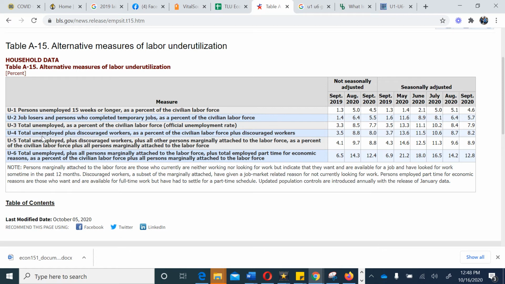Now let's look at 4, 5, and 6. U4 counts discouraged workers, which are people who recently gave up on job searching. U5 includes all of them and the discouraged workers, plus marginally attached workers as a percent of the labor force. U6 is the total unemployed, plus all these marginally attached people, plus part-time workers for economic reasons, meaning people who have a part-time job, not because they want it, but because that's all they could find. And so we see that these are all telling different stories. None of them is wrong, but they just tell different stories.